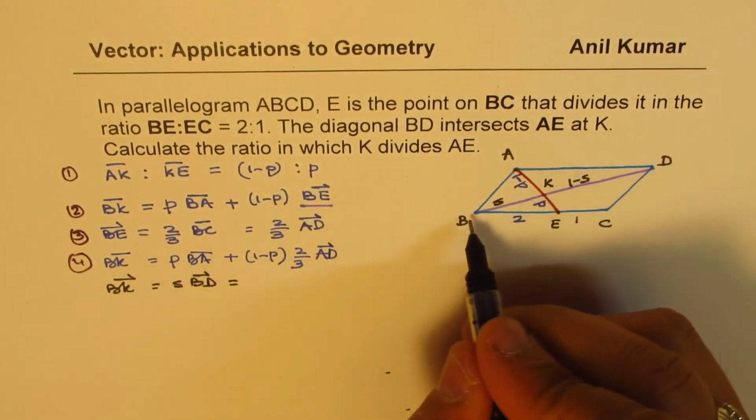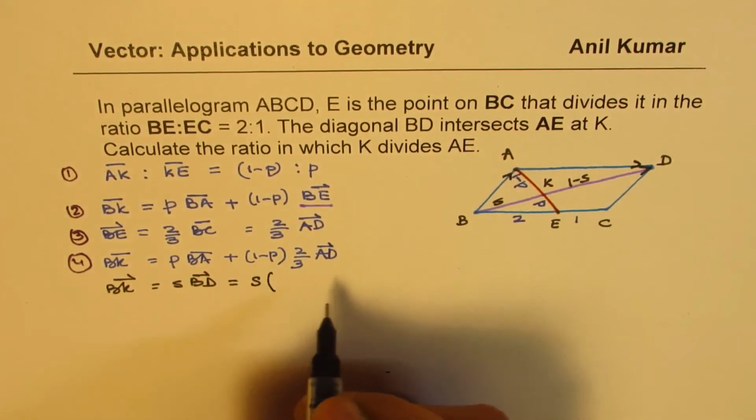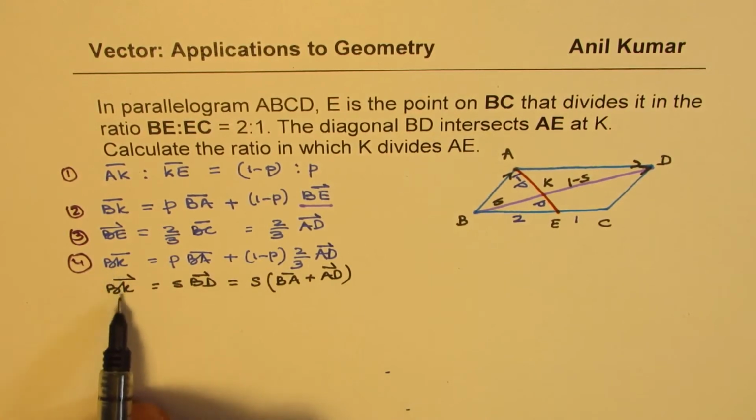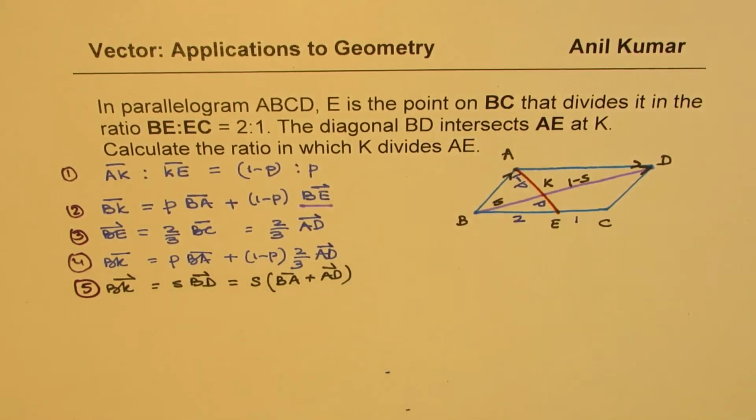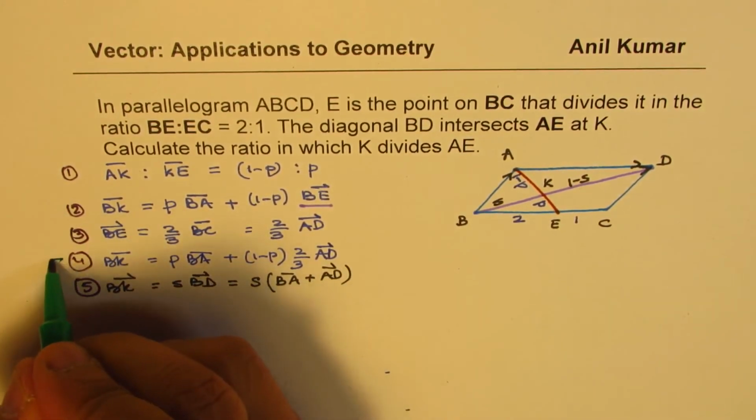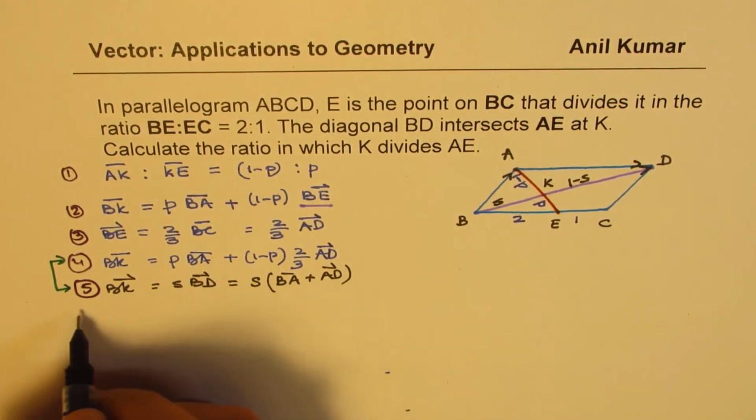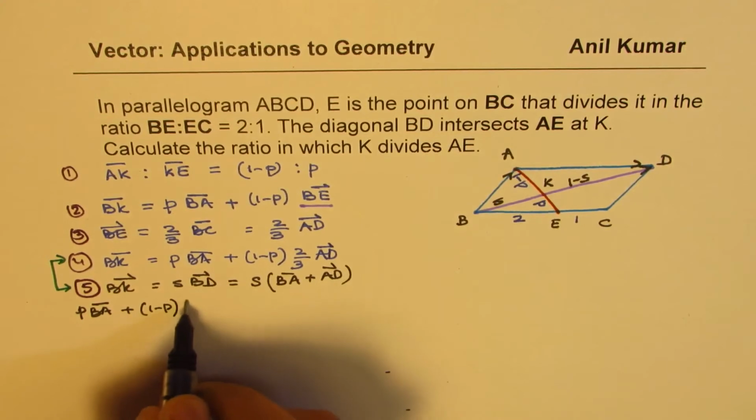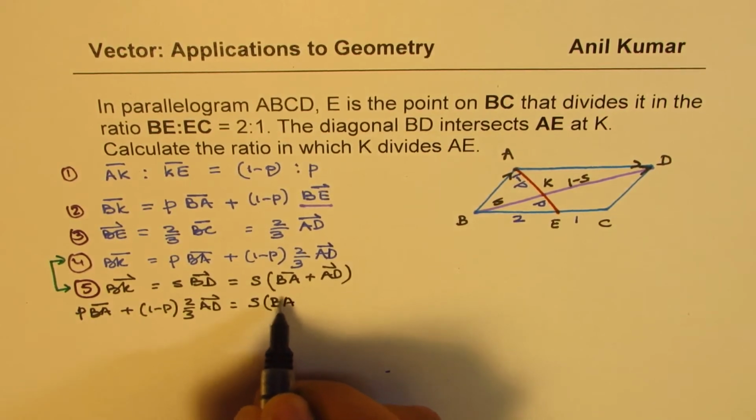But what is B to D? B to D could be written as BA plus AD, right? So I could write this as S times BA plus AD. So we have BK now, two equations. Both should be same, right? Now we can equate 4 and 5. Both are describing BK. So if you equate them, you get P times BA plus 1 minus P times 2 over 3 of AD is equal to S times BA plus AD.